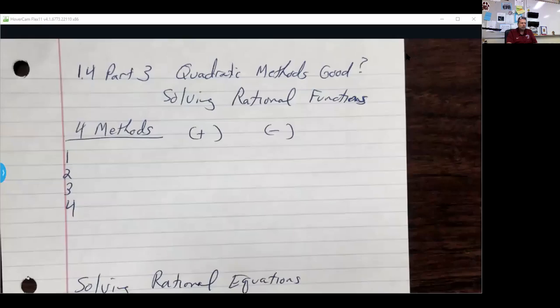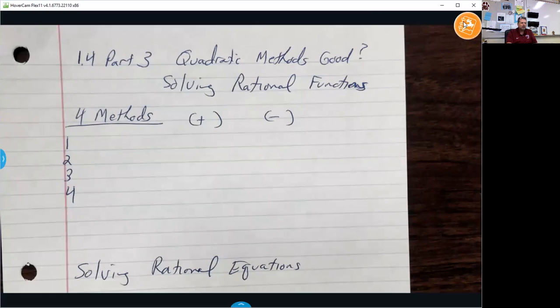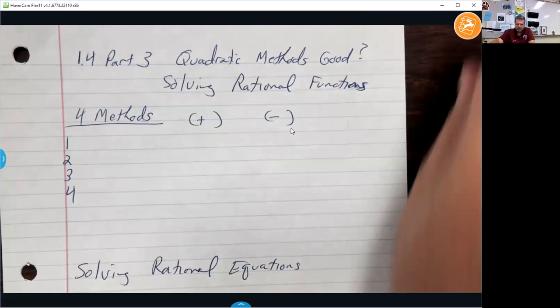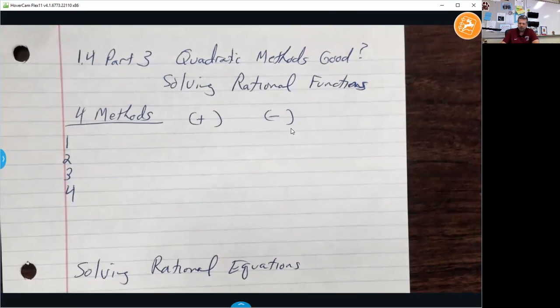I am not going to require you to use a particular method. If you want to do a certain method, that's fine. I'm not going to test you on a certain method. In other words, I'm not going to say you have to do this method. You can pick the method. So that being said, let's figure out the pros and cons.